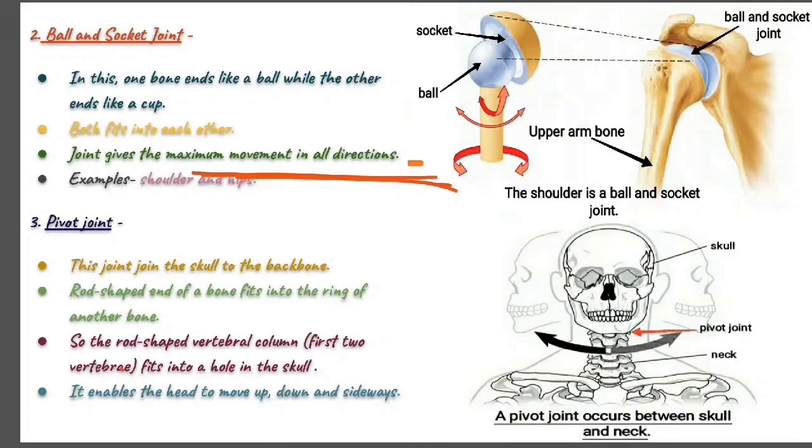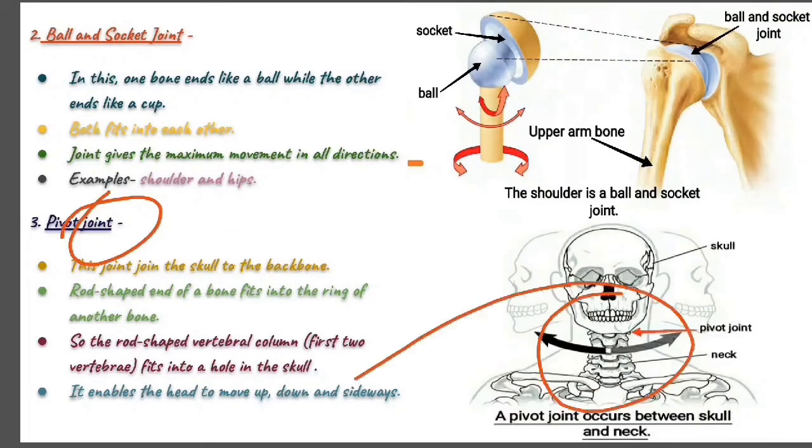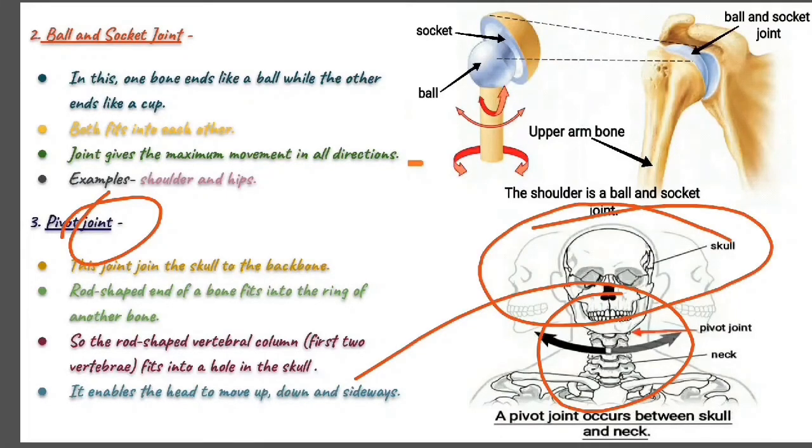Now next is the pivot joint. The pivot joint exists in your neck and allows the movement of your skull. It joins the skull to the backbone with the help of the pivot joint. This rod-shaped vertebral column fits into the hole of the skull, and it enables the head to move up and down and sideways.